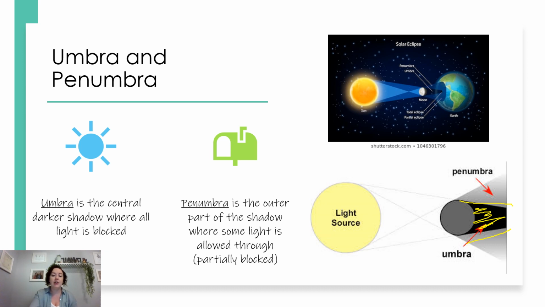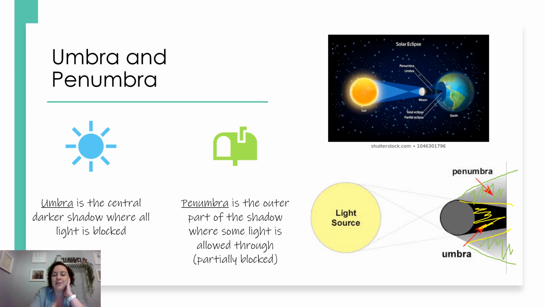Okay, then you have the penumbra. So this is like the partial umbrella, which is the outer shadow where sunlight is able to kind of peek through. It's only partially blocked. So if you look here, it is going to be on either exterior portion of the actual eclipse.